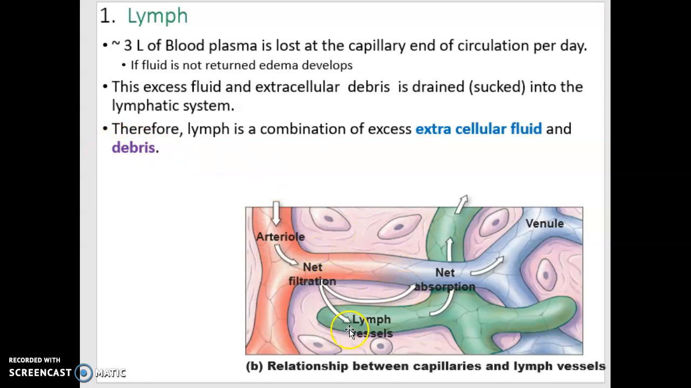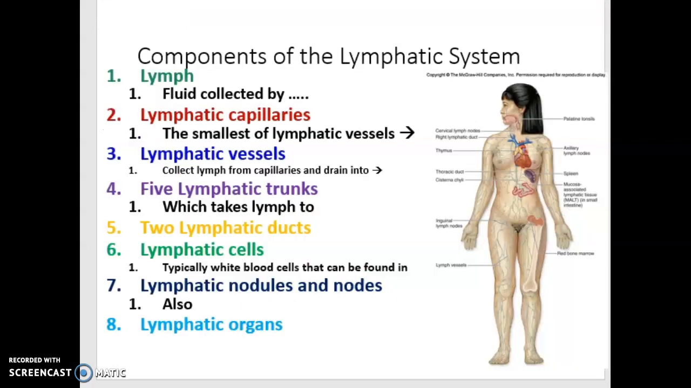So it's going to have what plasma is, salt. You're going to have debris. You're going to have lymphocytes. You're going to have some proteins. The lymph vessels make their own proteins. You're not going to have albumin. And you're going to have extracellular waste products.